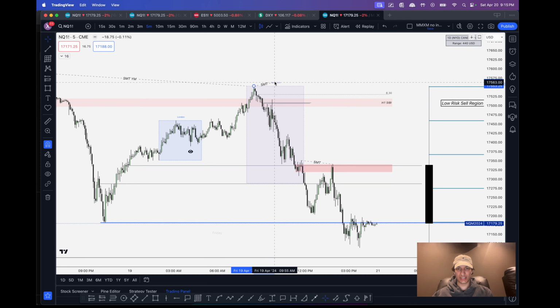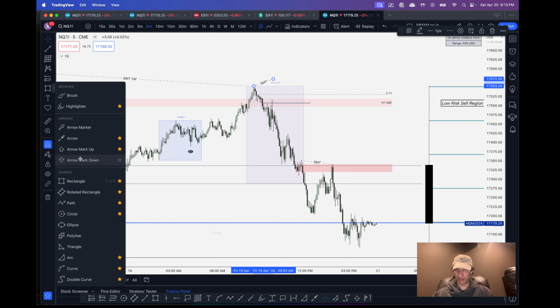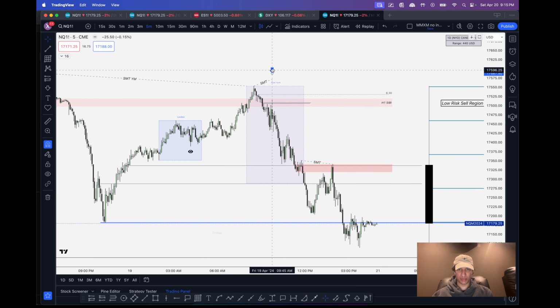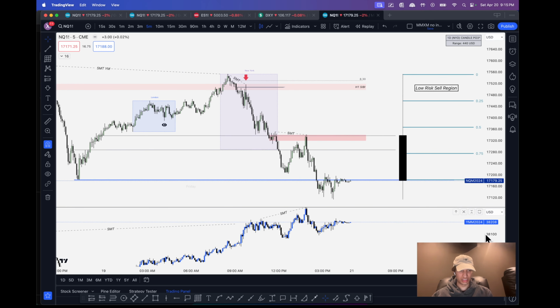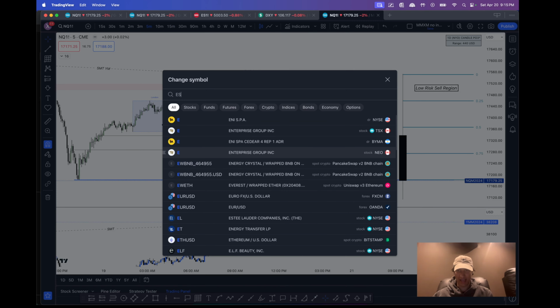Remember, ES creates this higher high up here, which means that we have, let me grab an arrow, ES forms an intermediate term high right here with a shorter term high to the left and a shorter term high eventually forming to the right. Now NASDAQ forms the SMT, so we can also assume that this is going to be our intermediate term high by nature of that SMT. And let's pull up our ES chart just to confirm that this is accurate.